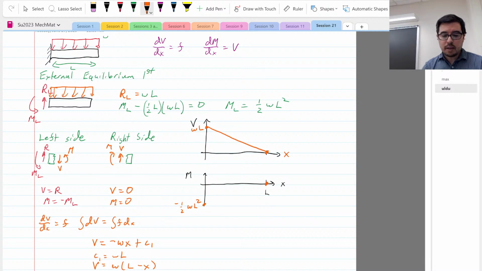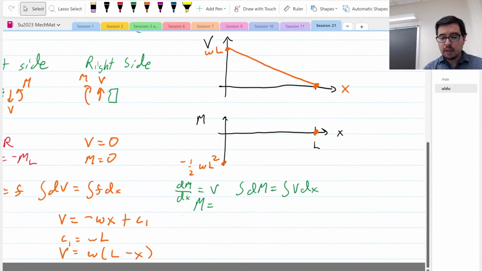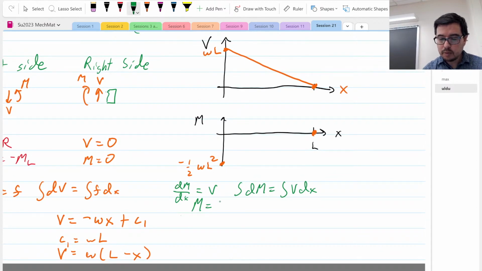And then if we want to do the one over here, we have to use another equation. I'll change colors to make it a little more appealing. We use that dM/dx is equal to V. So that means we can do the integral of dM is equal to the integral of V dx. And so what do we get? M is going to be equal to this integral right here. We're going to integrate w(L minus x) with respect to x. It's an indefinite integral. So when we do that, we get wLx minus 1/2 wx squared, and we're going to say plus a c2.